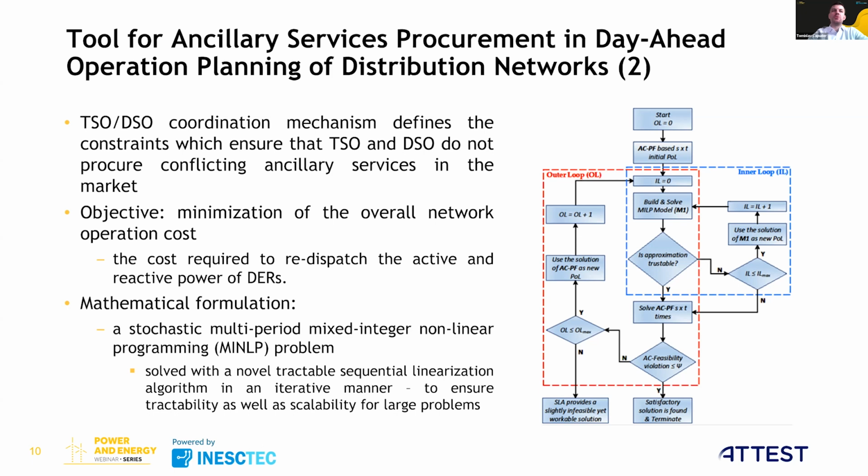The objective here is to minimize the overall network operational cost, and you run this stochastic multi-period mixed integer nonlinear programming problem, which is solved as a sequential linearization algorithm and solved iteratively through this diagram shown on the right-hand side.